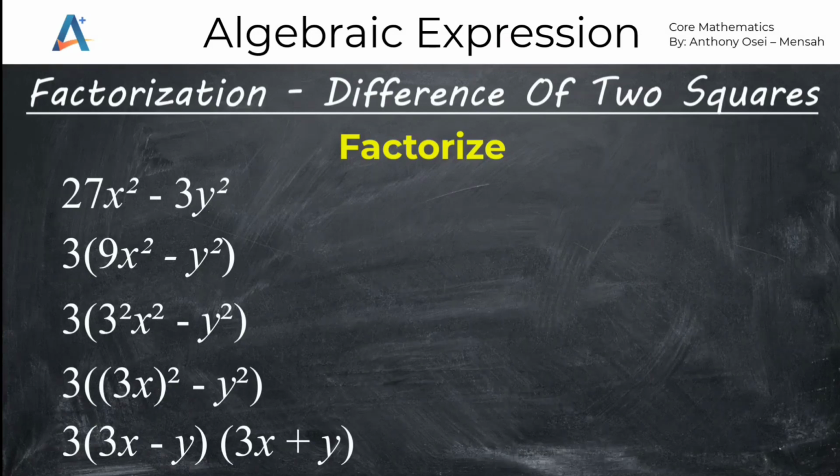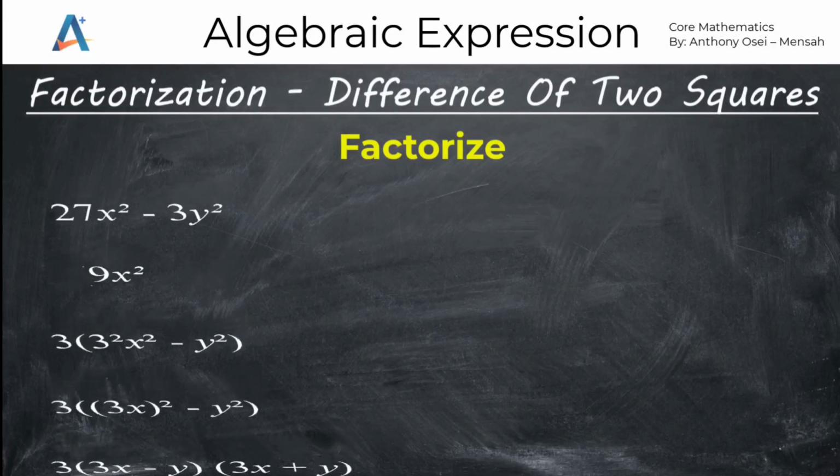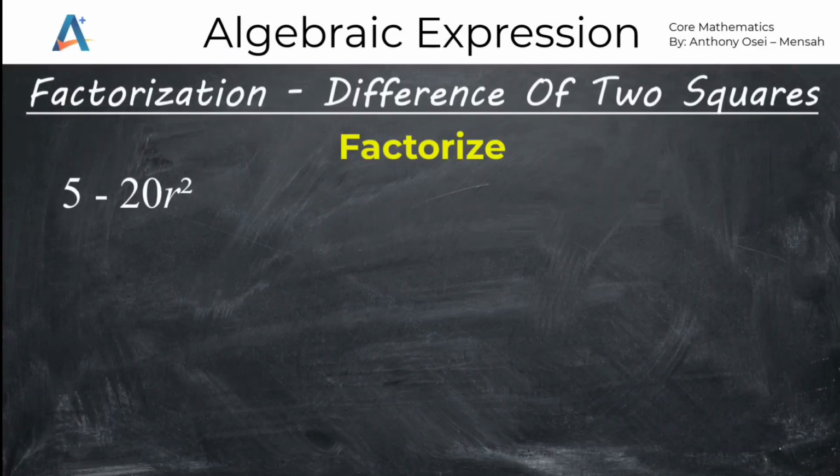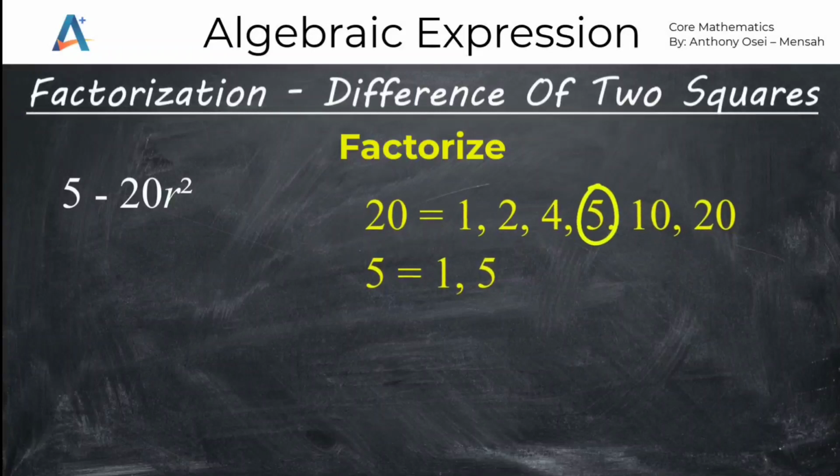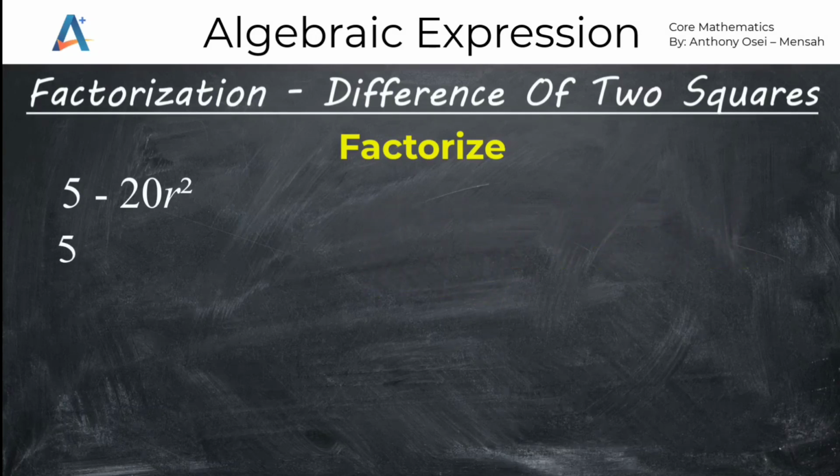Question 13. The question says factorize 5 minus 20r squared. If you check this question, 5 is not a perfect square, minus 20 is also not a perfect square. So that means that we have to check whether there is a common factor. 5 and 20, there is a common factor of 5. Because 5 can go into itself, that is to say, 5 can divide 5, and 5 can still divide 20. So let's factorize 5 out.